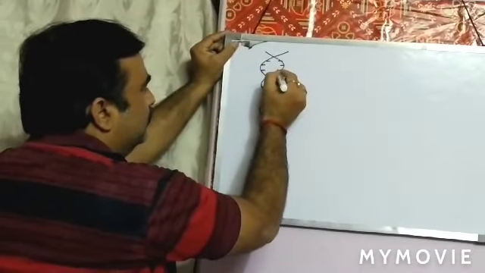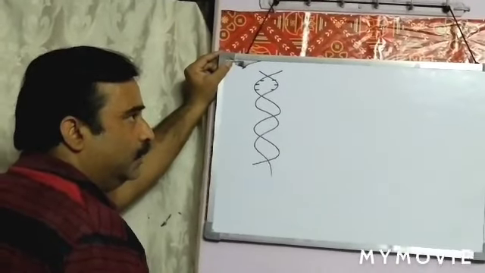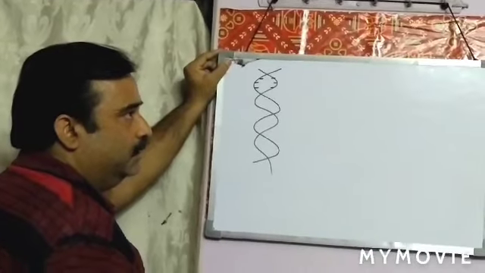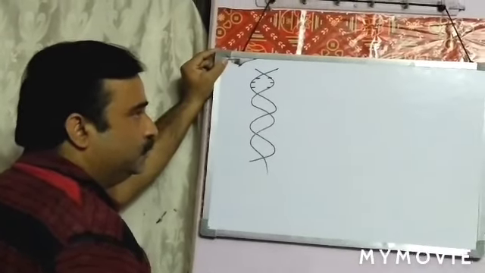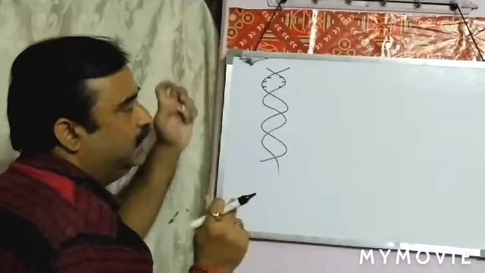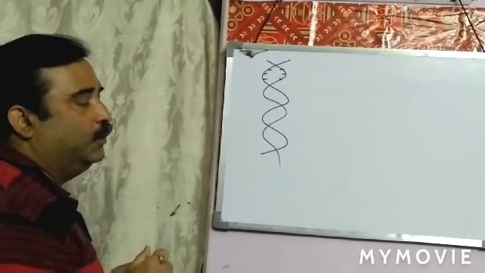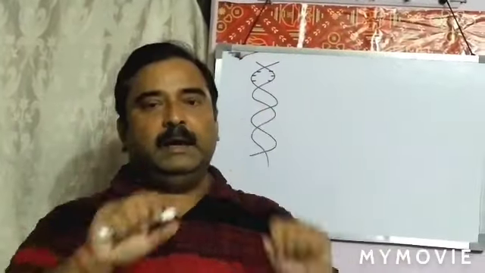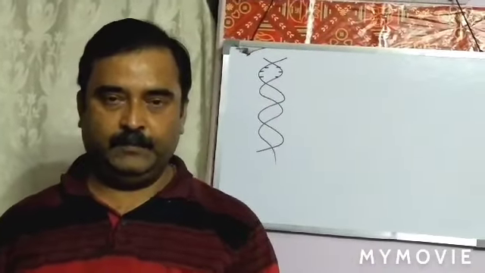The bases are complementary. A purine base is complementary to a pyrimidine: adenine is complementary to thymine, and guanine is complementary to cytosine. And in between them there is what? There are hydrogen bonds. These hydrogen bonds form the rungs of the ladder-like structure of the DNA.